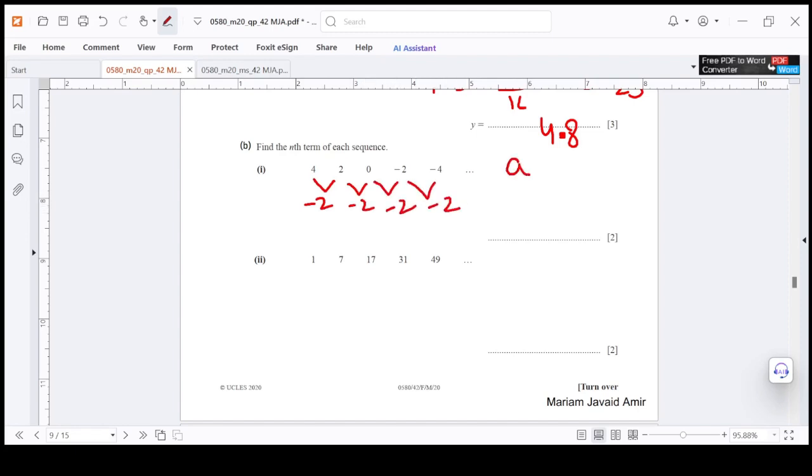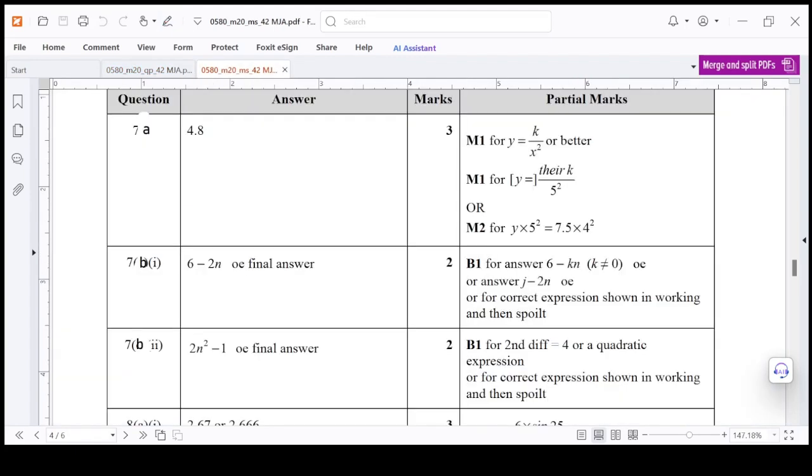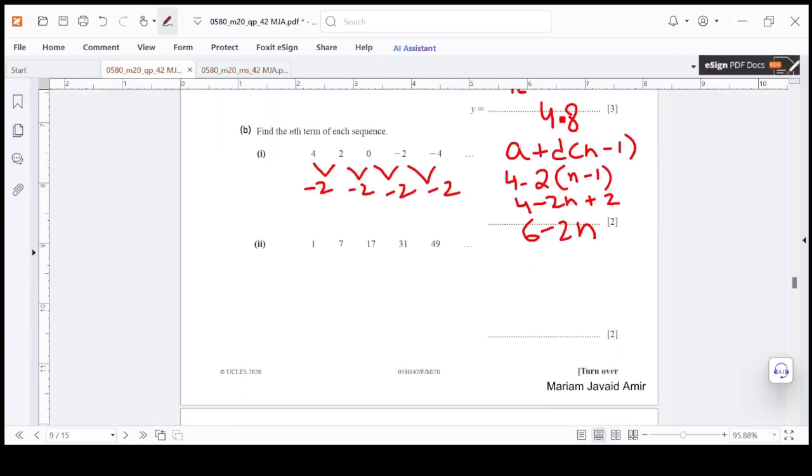So this is that sequence which has a formula of a plus d(n minus 1), aka first level common difference, aka arithmetic sequence. Anyway, a is the first term, which is 4. d is the common difference, which is -2, and n minus 1 is as it is. Open the bracket: 4 minus 2n plus 2. So we get 6 minus 2n. Please be right. Yep. Okay.